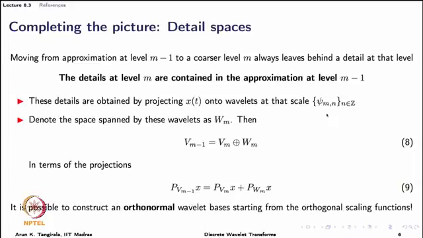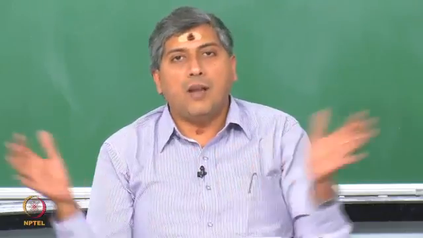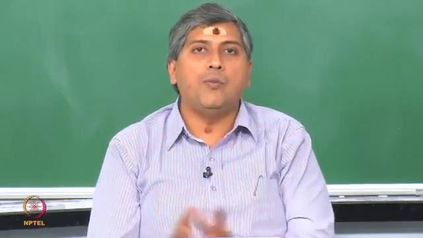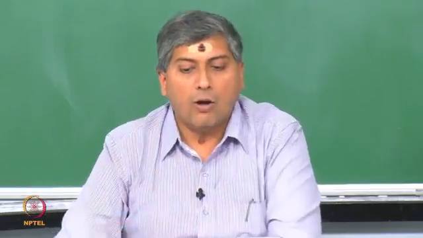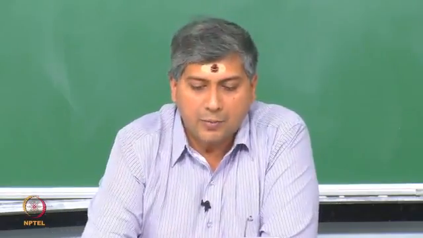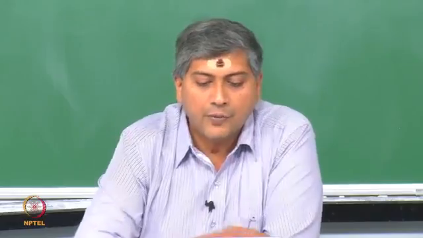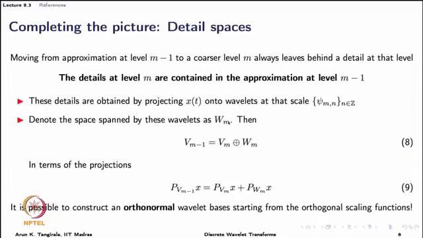So psi of m is the basis function at scale m, and its translates together constitute the family of basis functions for what we call Wm, which is a detailed space. We have introduced this notation earlier as well. So denoting now the detailed space at level m by Wm, I can write Vm minus 1 as the orthogonal sum. This symbol here means orthogonal sum. Or you can say Wm is the orthogonal complement of Vm.